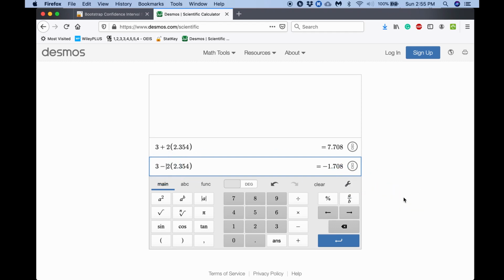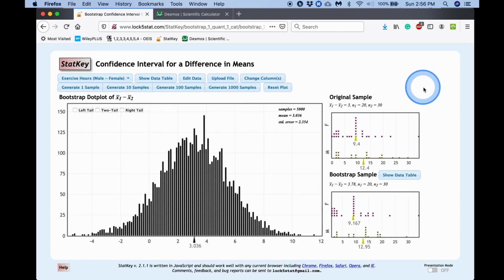So I can see my confidence interval is going to extend from negative 1.708 to 7.708. So we are 95% confident that the difference in exercise hours between men and women is contained in the interval from negative 1.708 to 7.708. All right. Now, that's one way to do this calculation using our master formula.